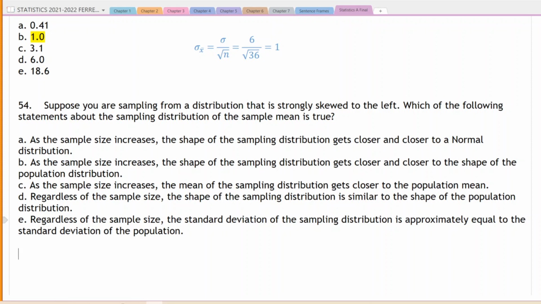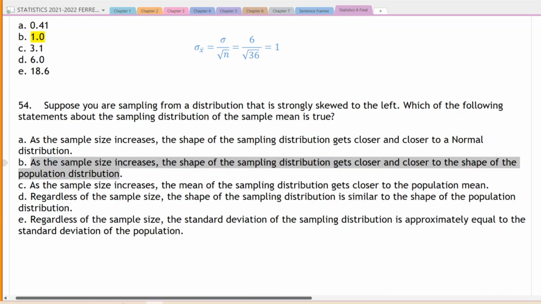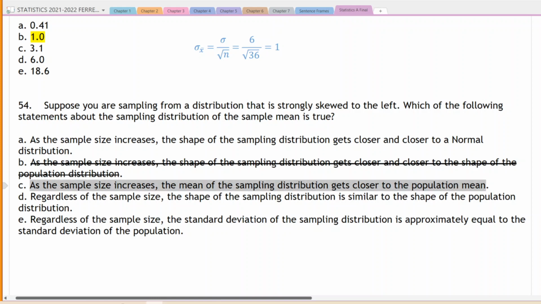B, as the sample size increases, the shape of the sampling distribution gets closer and closer to the shape of the population. No, that's actually not correct. It gets closer and closer to a normal distribution. C, as the sample size increases, the mean of the sampling distribution gets closer and closer to the population mean. That has actually nothing to do with the sample size.